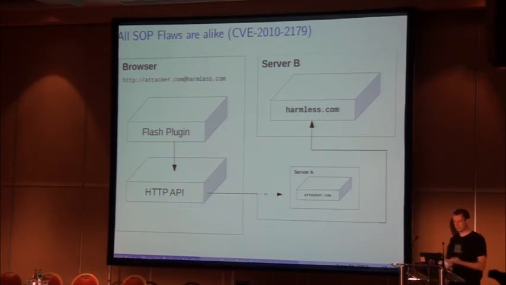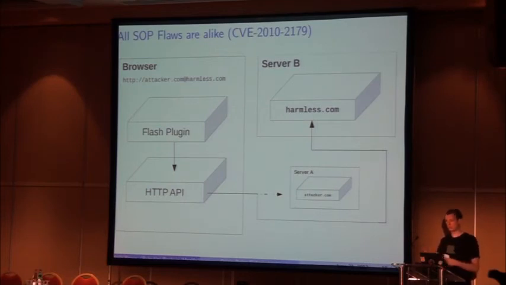This one's basically, from the principle, exactly the same. This is from 2010 in Flash. And there's another parsing mismatch. When you give it a URL like http://attacker.com @harmless.com, Flash says, oh, well, yeah, this is http://attacker.com. This is the current domain, right? And then it instructs the HTTP API from the browser, which is, of course, including the session cookie and all that, to use the URL.